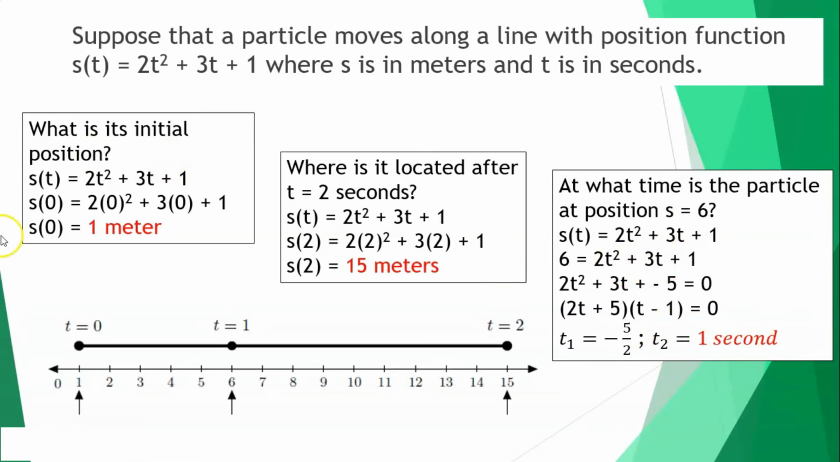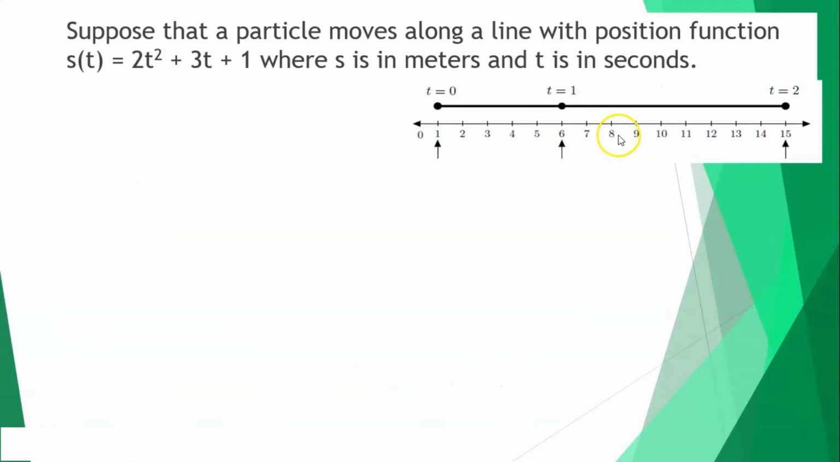So with this, the initial position is located at 1 meter from the starting point. After 1 second, it is already 6 meters from the starting point. And after 2 seconds, the particle is already 15 meters from the starting point.